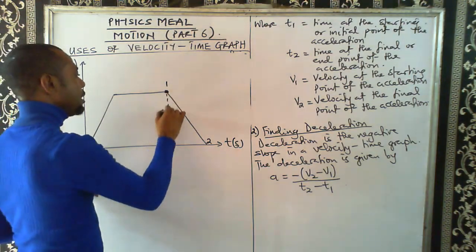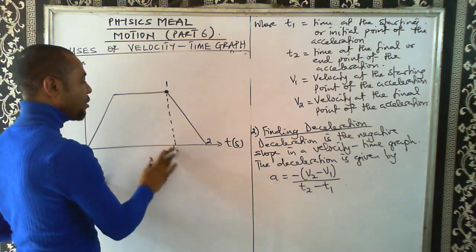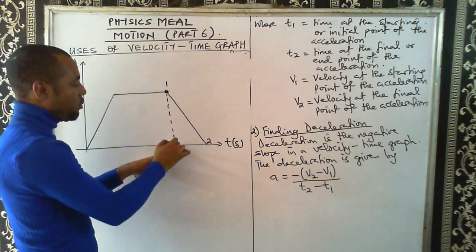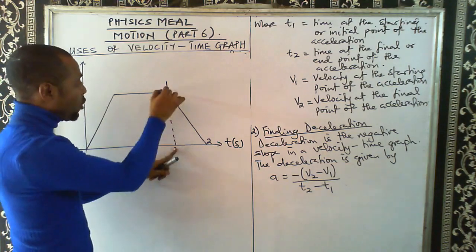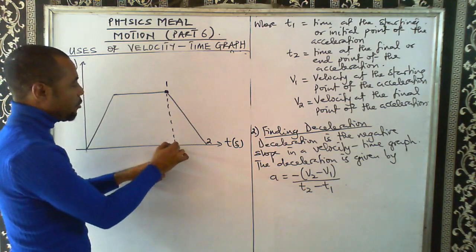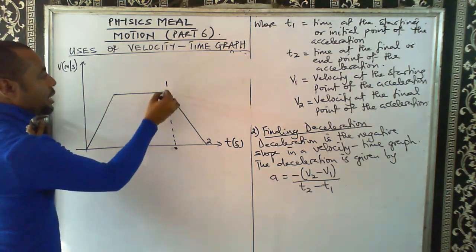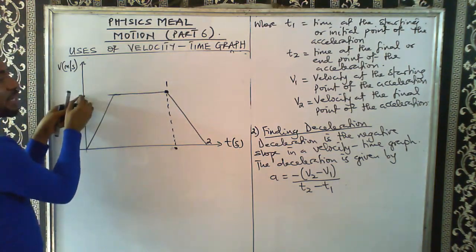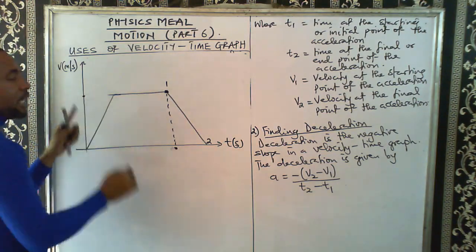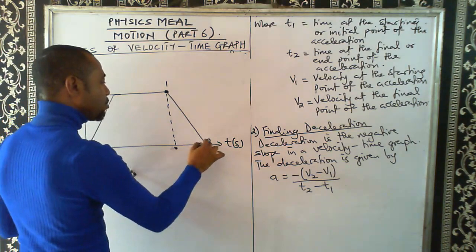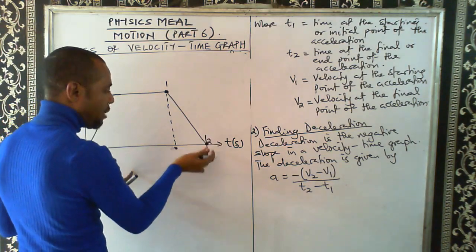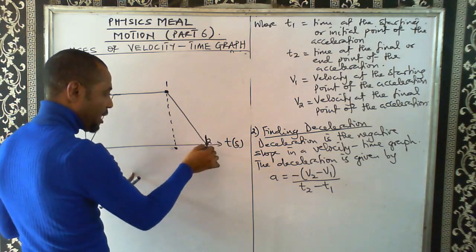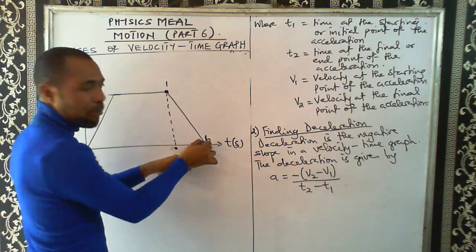That means the time here will be the initial time for deceleration, because this is point 1. Come down here, you get the time where deceleration started. What is the velocity at that point? Move across to the vertical axis, and you get the velocity at the starting point. Now to get the time here, this is point 2. Whatever time is here on the time axis is the time at the end point of deceleration.